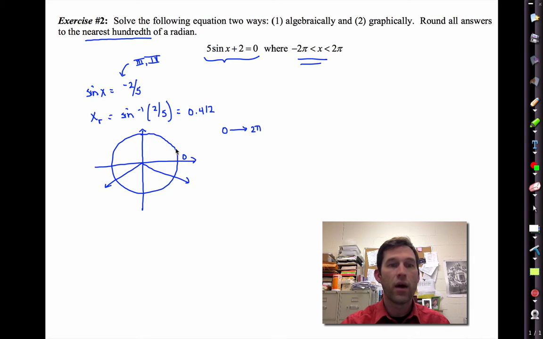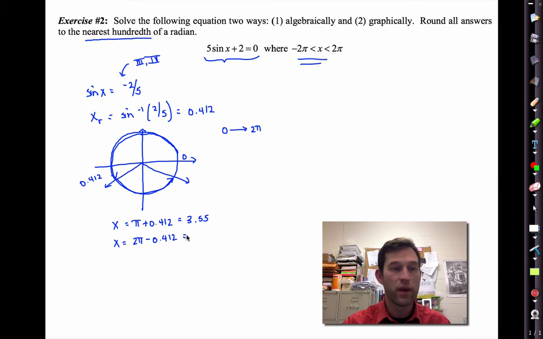Now, on my first trip around, from 0 to 2 pi, what I know is that that angle is 0.412. So one of my x values is going to be pi plus 0.412. And again, this is kind of a messy answer, so I'm going to look over, and I'm going to find it's 3.55 radians. If I continue around the circle, my next one is going to occur at 2 pi minus 0.412. And again, taking a look, that's 5.87.